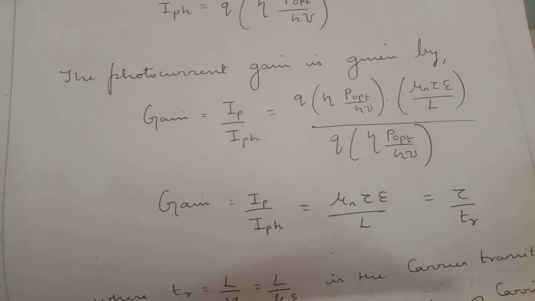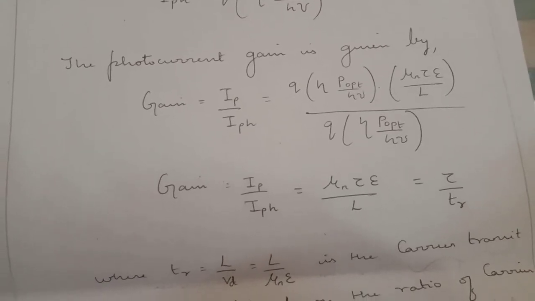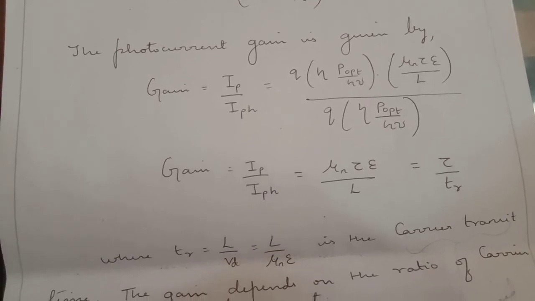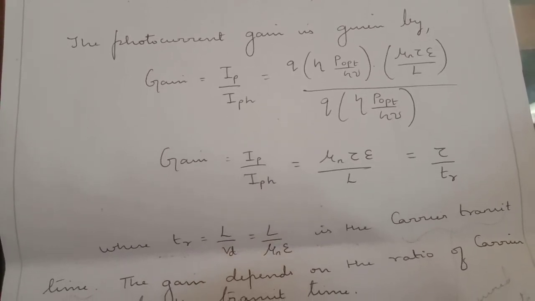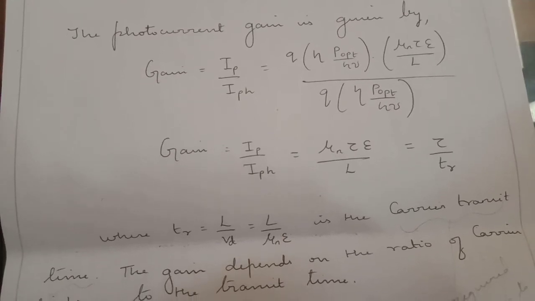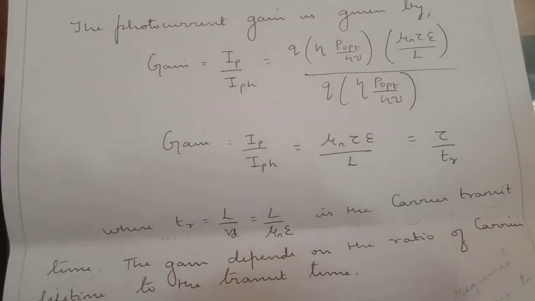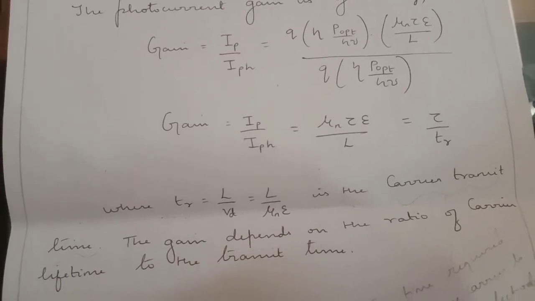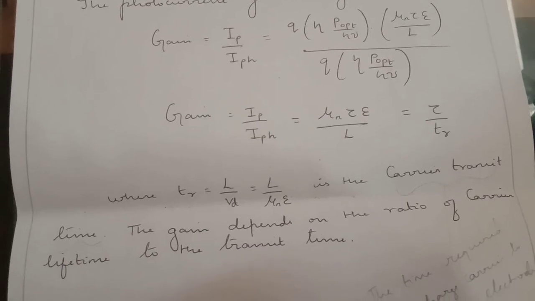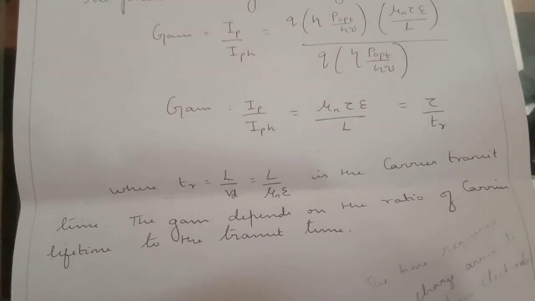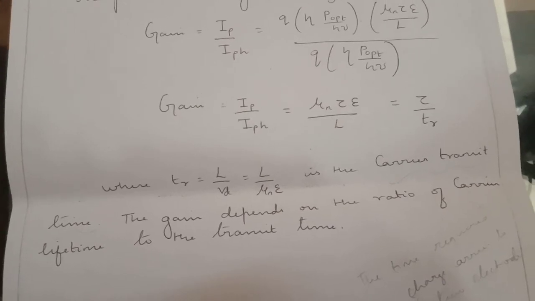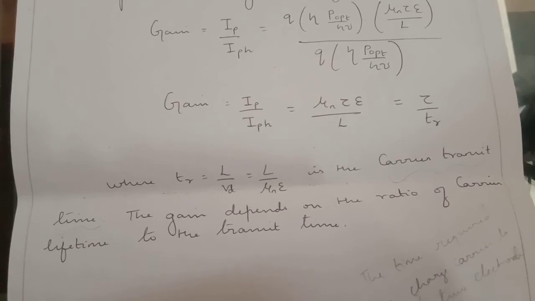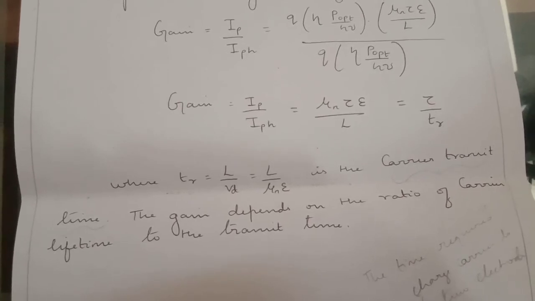Here TR is the carrier transit time. This carrier transit time is the time required for a charge carrier to travel between the two electrodes. So TR is equal to L by Vd, that is equal to L by mu n E, where Vd is the drift velocity, and drift velocity is given by mu n epsilon. So the gain depends on the ratio of carrier lifetime to the transit time, that is tau by TR.